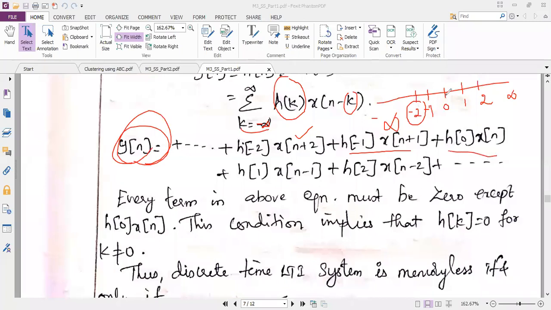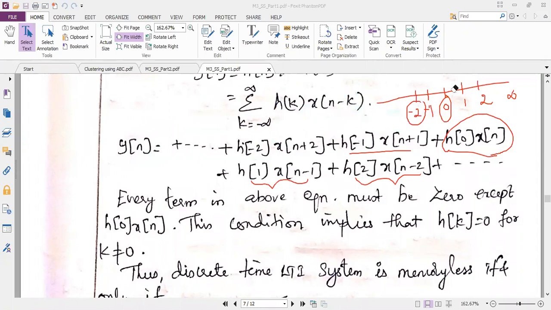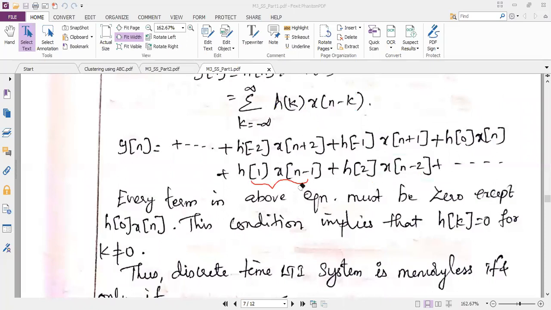And similarly, when we substitute k is equal to 0, this is h of 0 into x of n. So this is your middle term, I can say. And later on, I will substitute k equal to 1, and later on, k equal to 2. It is my wish, I can take the range from minus 2 to plus 2 or minus 4 to plus 4. If you take bigger numbers, you have to write the expression with more number of terms. So just for our convenience, we take the limited range and we just expand it.